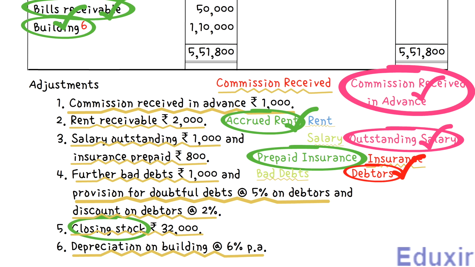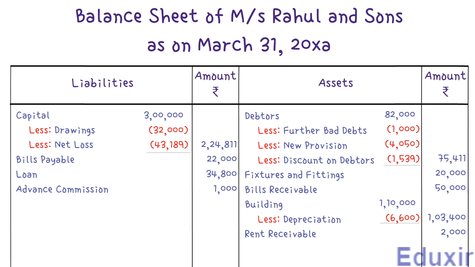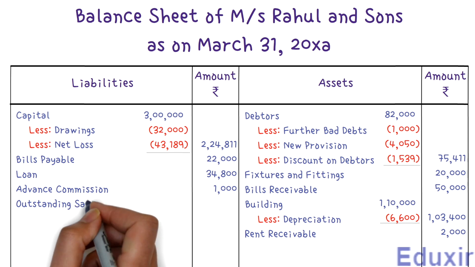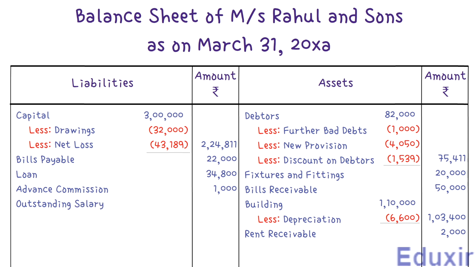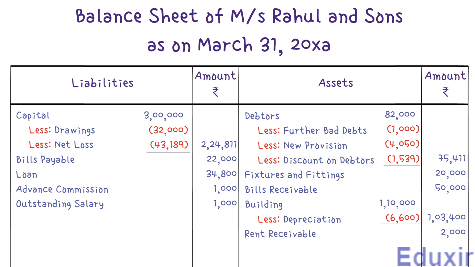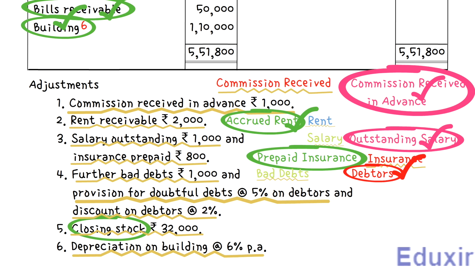With this information at our hand, let's now proceed to post this entry on the liabilities side of the balance sheet. Let's first write outstanding salary in the liabilities column of the balance sheet. Let's then write the corresponding amount of 1000 rupees into the amount column. With that, we have completed the posting of the outstanding salary liability related posting on the liabilities side of the balance sheet. Let's now consider the next entry to be posted into the balance sheet.